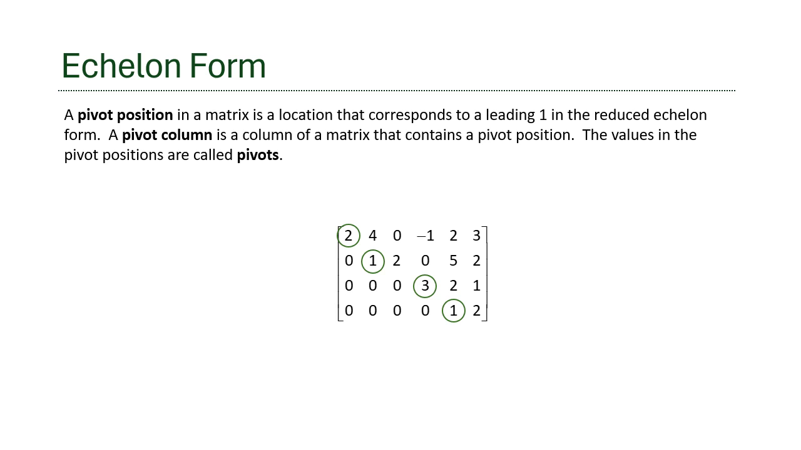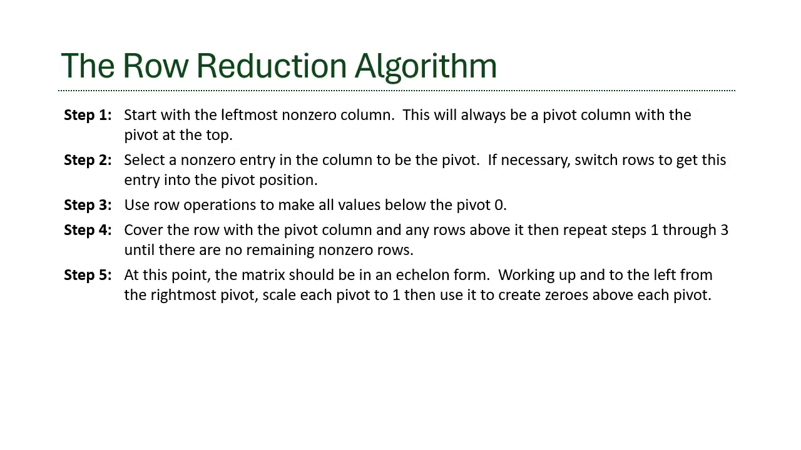A pivot position is an entry that corresponds to the leading one in the reduced echelon form of a matrix. So looking at this example, which is already in echelon form, the pivot positions are the four leading entries, the 2, the 1, the 3, and the 1. The pivot columns are the columns that contain the pivot positions, and the pivots are the actual numeric values, 2, 1, 3, and 1.